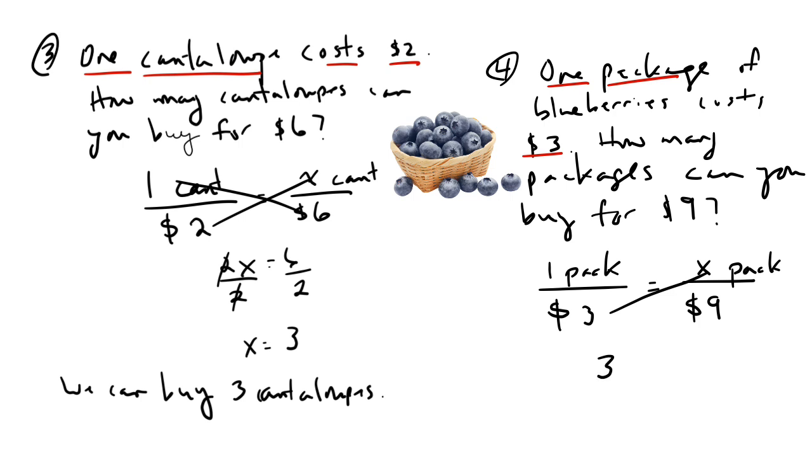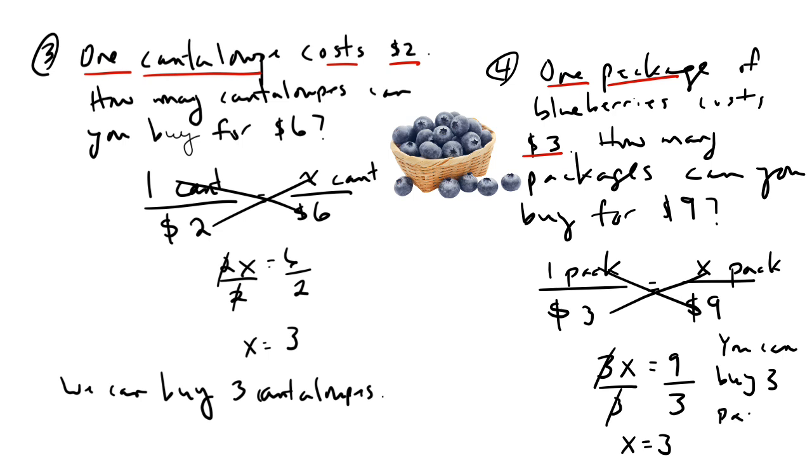Cross multiply. 3 times X is 3X. 1 times 9 is 9. Divide this side by 3. Divide this side by 3. The 3's divide out. 9 divided by 3 is 3. So we should write you can buy 3 packages. Always need to make sure that we are answering the question.